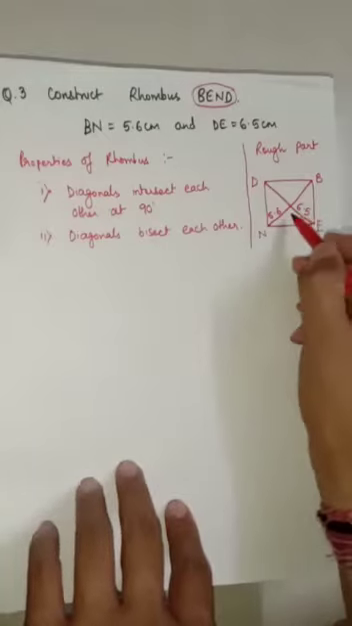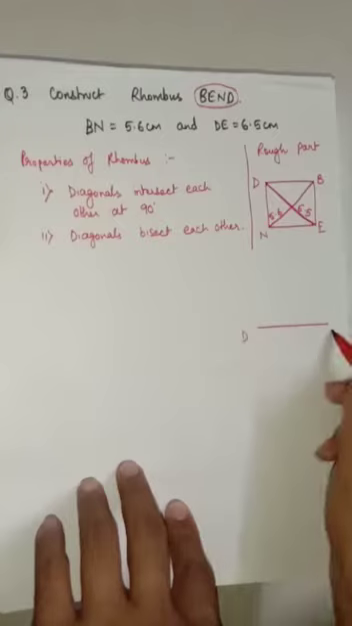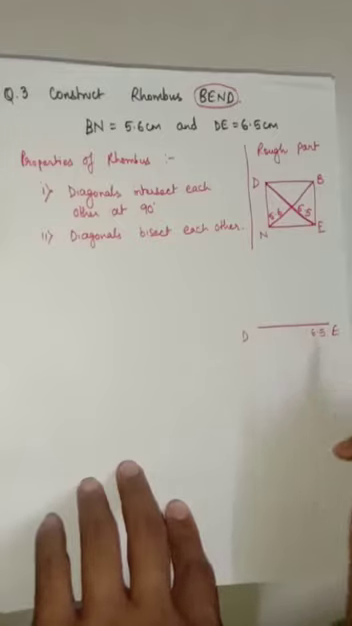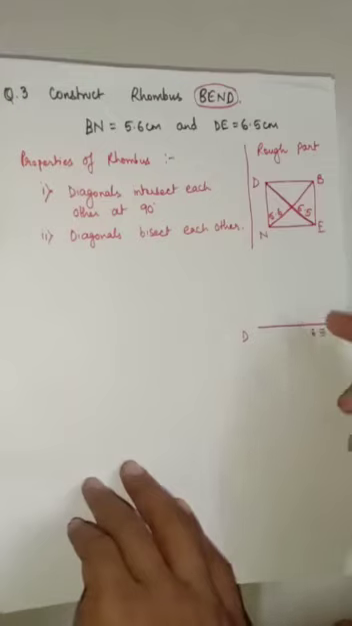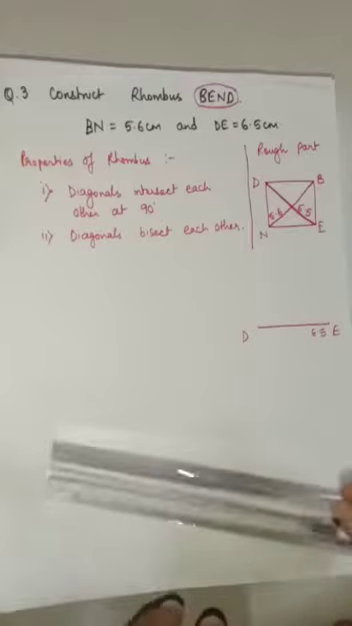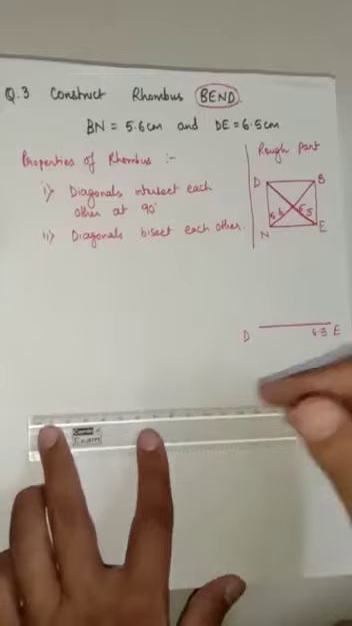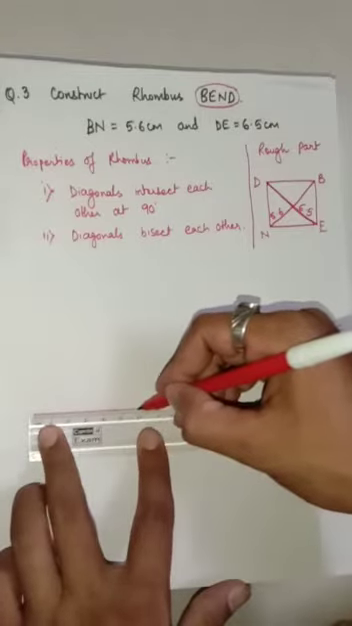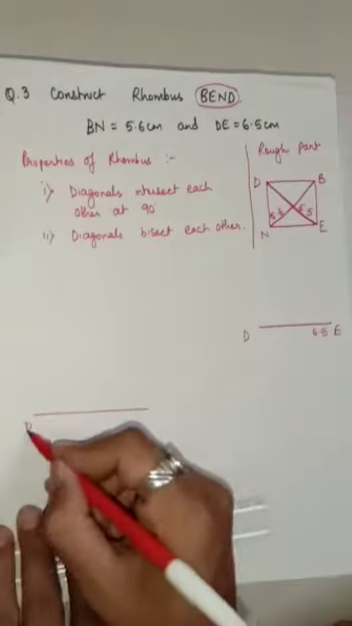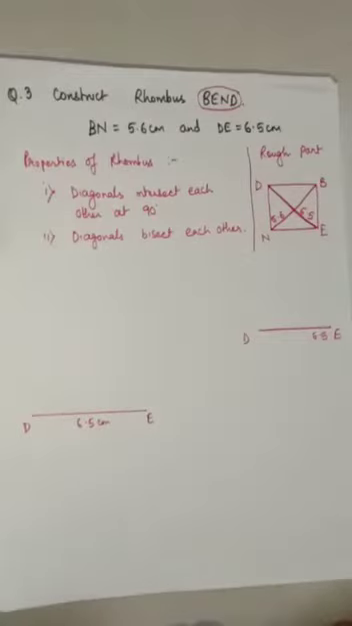First of all, this line is of 6.5 centimeter, so we will draw this line DE of 6.5 centimeter. This is the rough part I am showing you. Then we will find the perpendicular bisector of this line. Here I am going on with the fair construction part. DE I have drawn of 6.5 centimeter. Now I have to find a line which is the perpendicular bisector of this line.